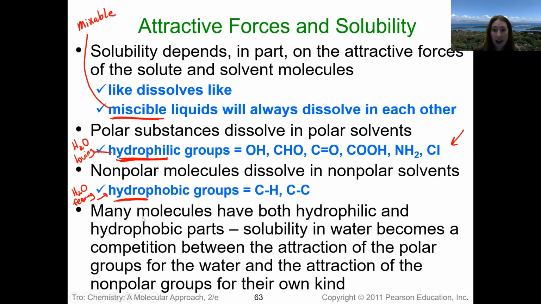So many molecules have both hydrophilic, water-loving, and hydrophobic, water-fearing parts. And so the solubility becomes a competition between the attraction of the polar groups and the attraction of the non-polar groups. So you know what substance has both pieces? Soap. So think of soap. When you get anything on your hands, you use soap. Soap has a piece of it.